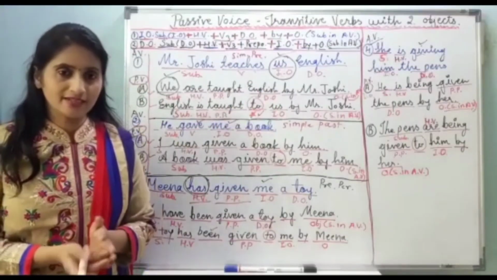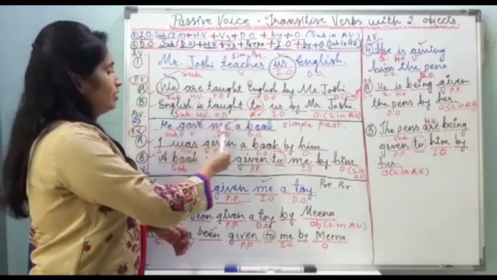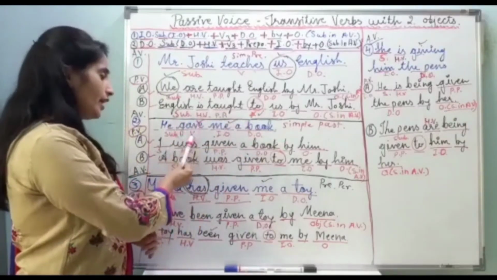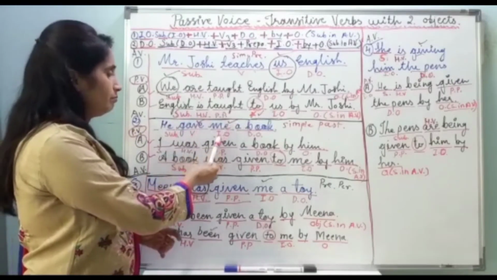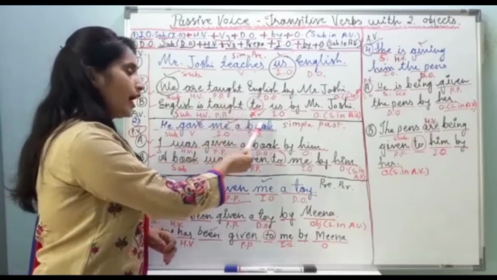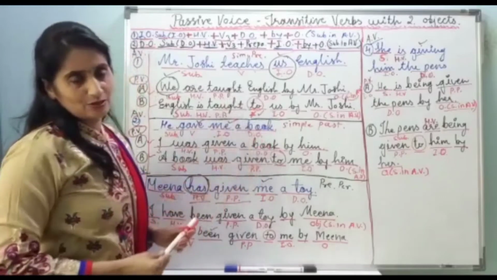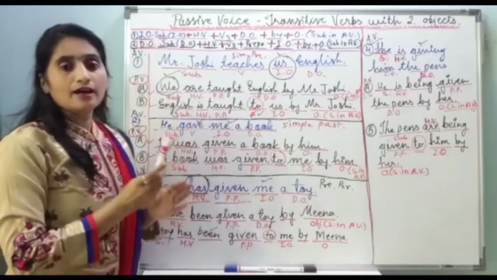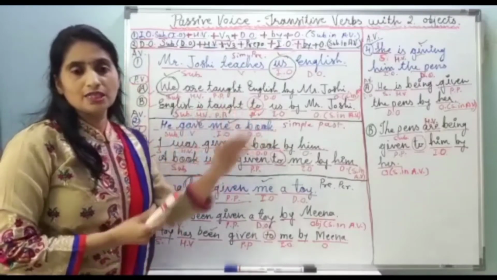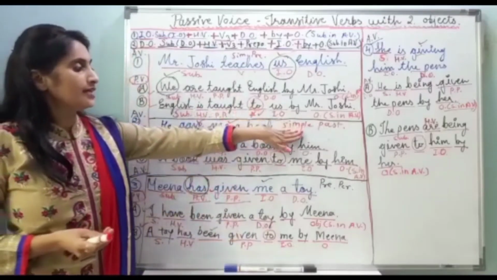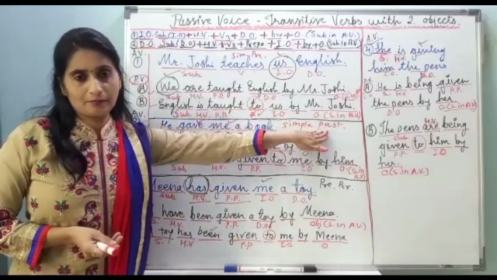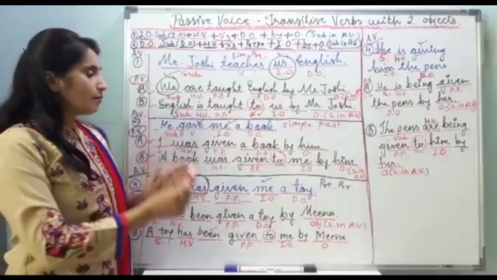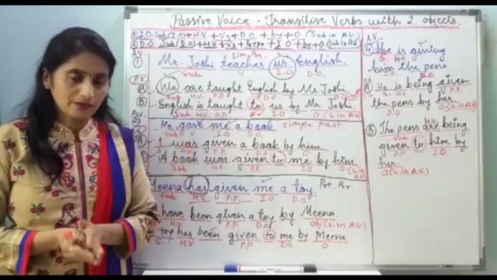Now see the second sentence. He gave me a book. In this sentence, he is the subject, gave is the main verb, me is the indirect object, and a book is the direct object. Because of the verb gave, we can identify the tense of the sentence. This sentence is in simple past tense. Now let us convert this sentence into passive voice by taking the objects one by one.